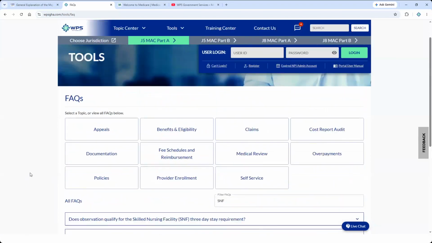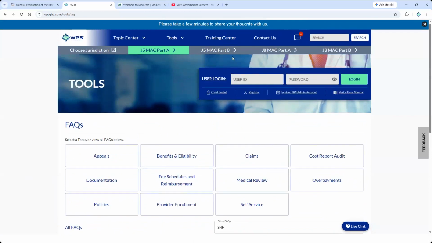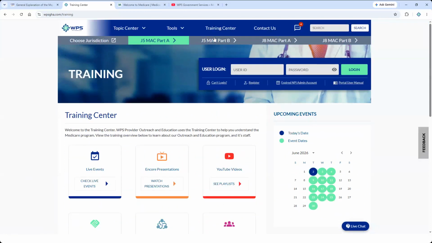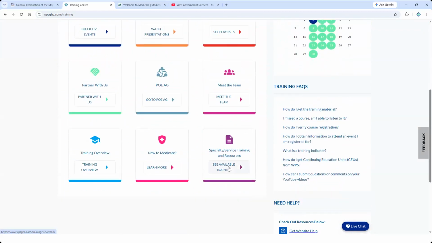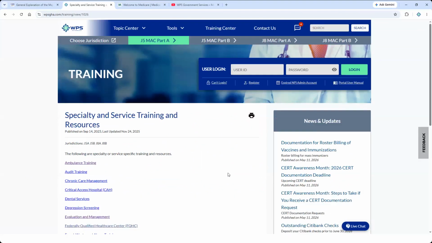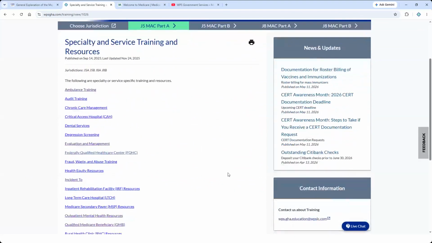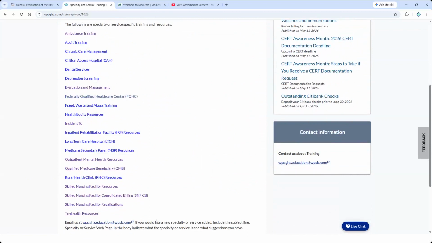There's one other area that you may find helpful, and that's going to be in the Training Center, right here on the top. So we went to Tools first, now we're just going to move to the Training Center. And inside the Training Center, I want you to watch this column. Okay, and that's my right column in the body, and I'm going to scroll down. And the third item is the Specialty Services Training and Resources. If we open that up and we scroll down, there is a training sheet for Skilled Nursing Facility Consolidated Billing, or SNF-CB.